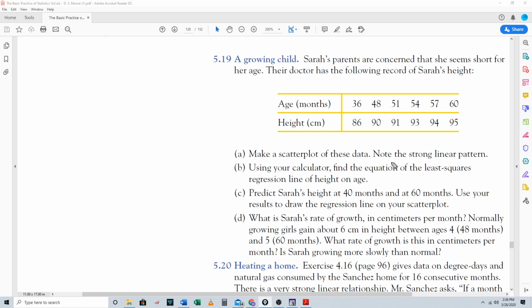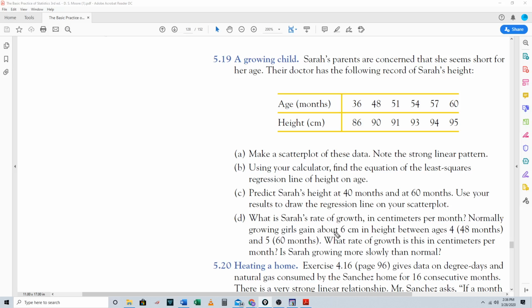Make a scatter plot of the data, note the strong linear pattern, use the calculator to find the equation, the least squared regression line. Predict her height at 40 months and at 60 months, and use your results to draw a regression line on your scatter plot. What is the rate of growth? That will be the slope of your equation in centimeters per month.